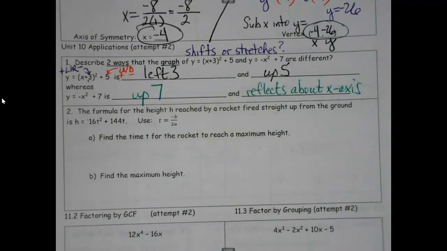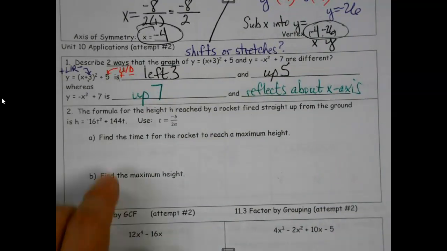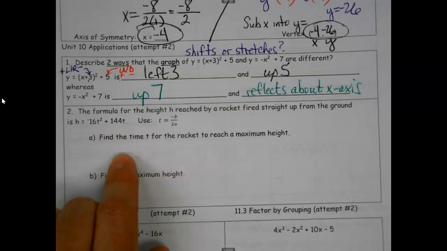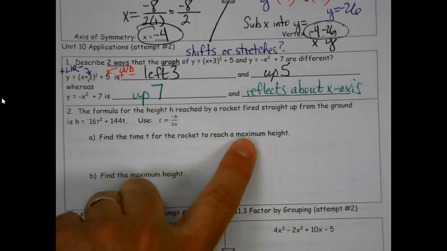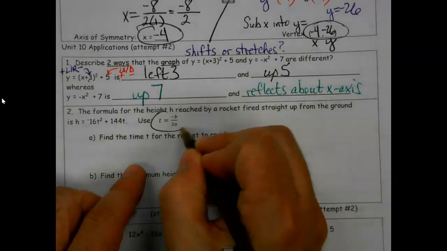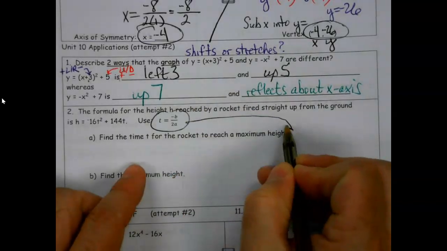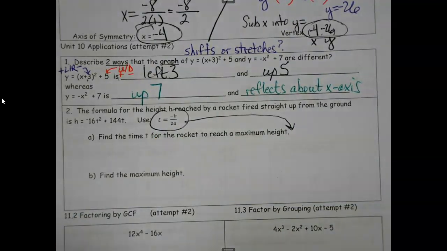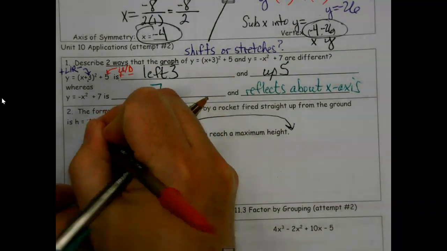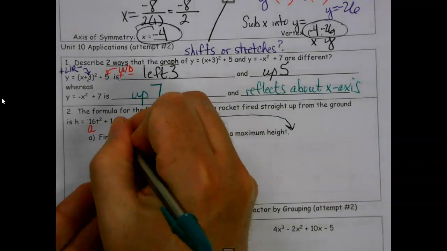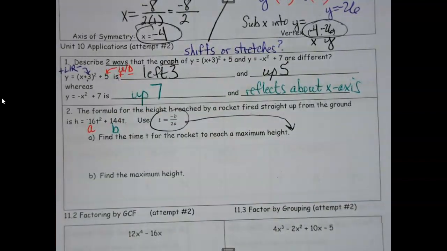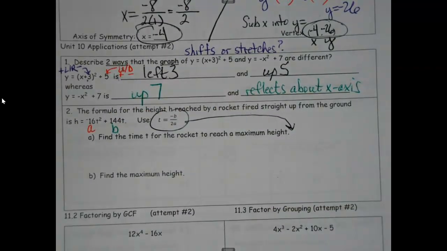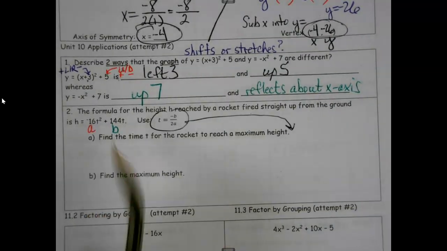Formula for the height is used by this equation. We give you stuff. Find the time t for the rocket to meet your maximum height. Okay, first things first. We're going to use this formula. Well, what are the numbers? The number in front of t squared is a. The number in front of t is b. Same order just like it was in front. First one's a, second one's b.